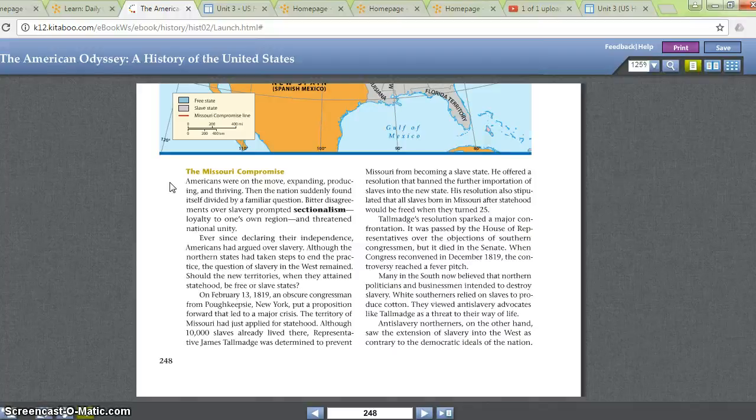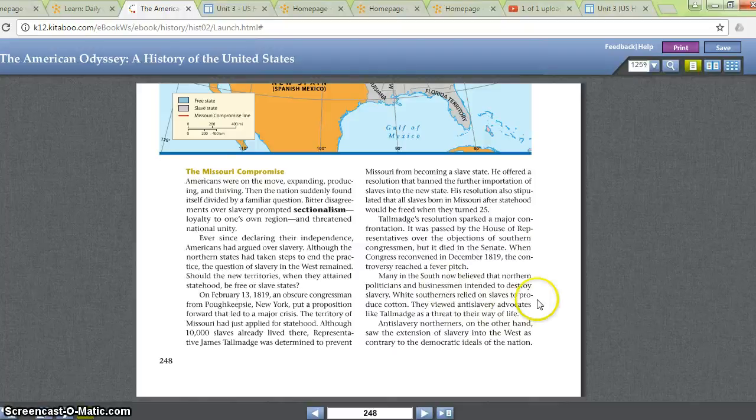Tallmadge's resolution sparked a major confrontation. It was passed by the House of Representatives over the objections of Southern congressmen, but it died in the Senate. When Congress reconvened in December 1819, the controversy reached a fever pitch. Many in the South now believed that Northern politicians and businessmen intended to destroy slavery.